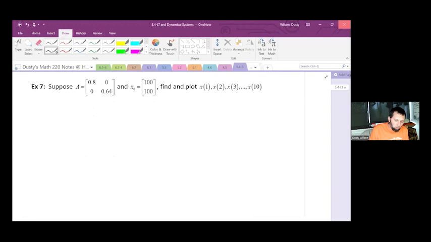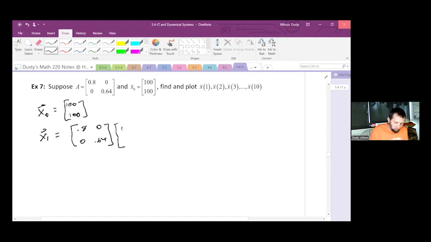So to find x1, we would start with x0, which we know is 100, 100. We would take our A matrix, which is 0.8, 0, 0, 0.64. Notice that that's a diagonal matrix, and multiply by 100, 100, and we will get 80 and 64. We could call this x1, or we could also call it x(1), whichever notation is preferable. We'll sometimes go back and forth between the two notations. So notice this would be like A times x0. Then to find x2, we would have A times x1.